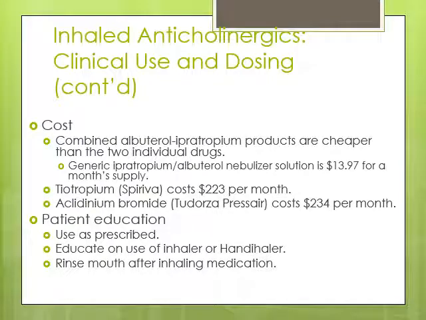Now with cost, combined albuterol ipratropium products are cheaper than the two individual drugs, and when you look at a comparison between the generic ipratropium albuterol nebulizer solution, it can be anywhere from $13 compared to the $200 for the other two medications, so that's a consideration you also have to keep in mind.